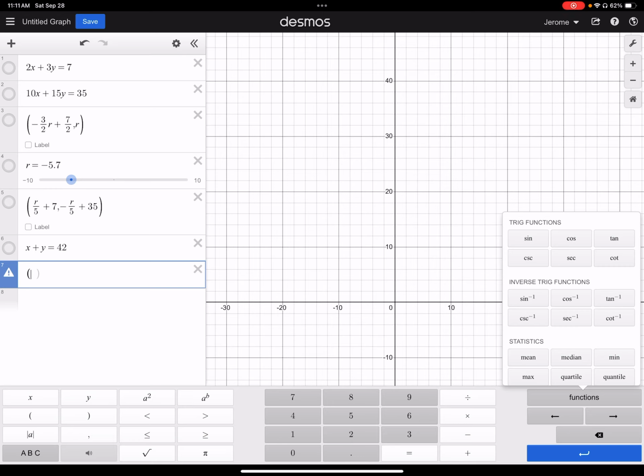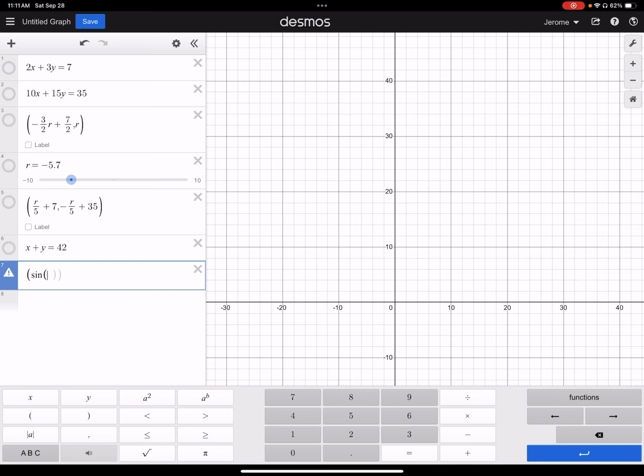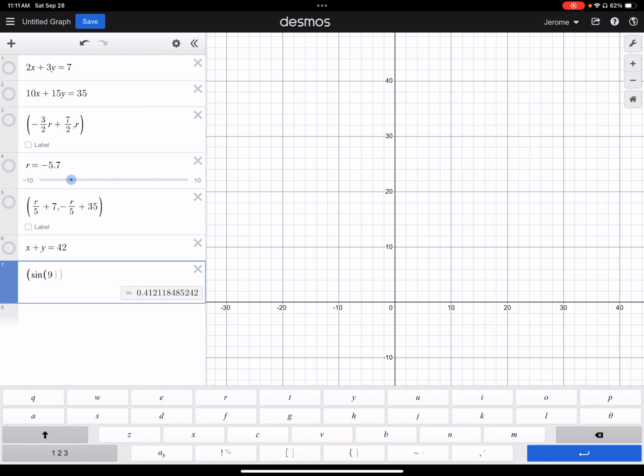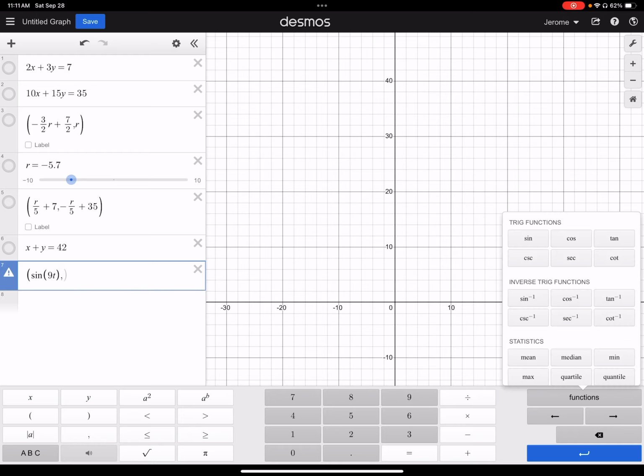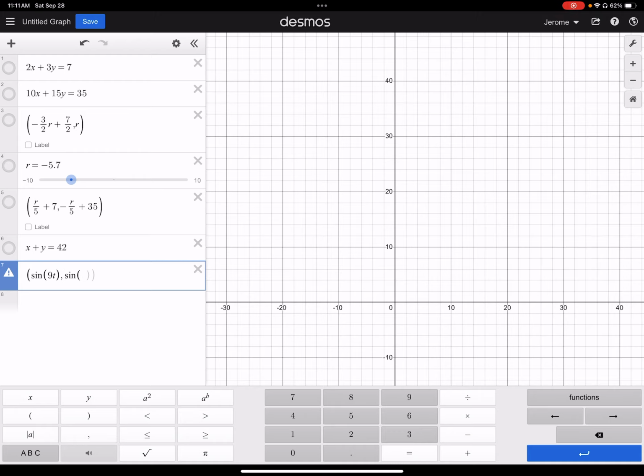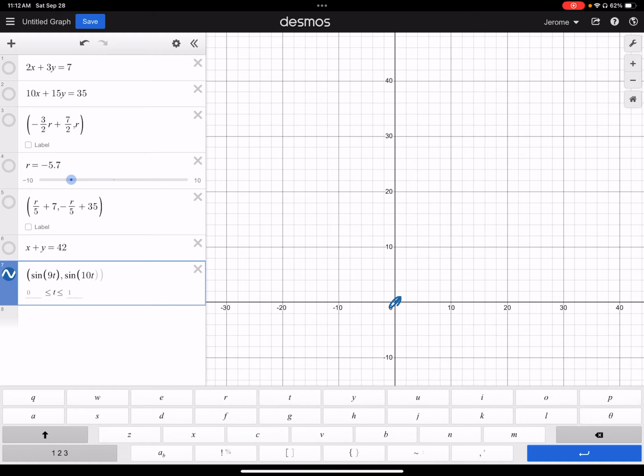So this one starts with, in the little functions here, sine, which we will learn about in a future lesson. So I'm going to do sine of t. And it says add slider. You don't add the slider this time. So get out of it, and then a comma. And the next one is going to be sine of 10t. So sine of 10t. Boop, that's a y. Try again. t. There we go. And that doesn't look like it did much, if anything at all.